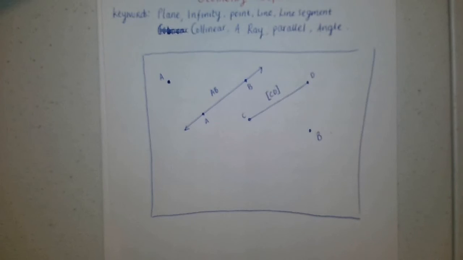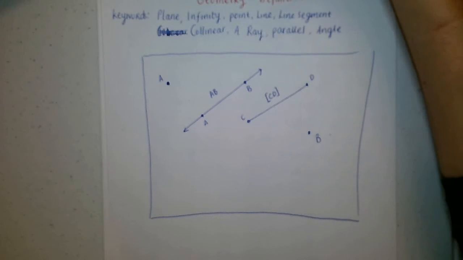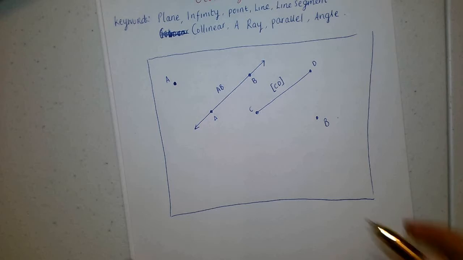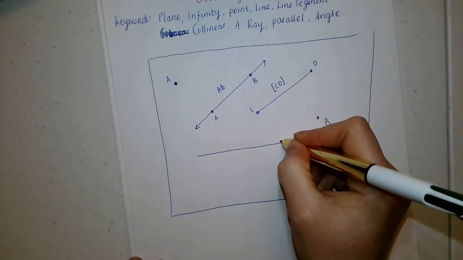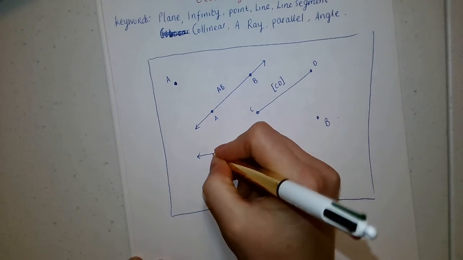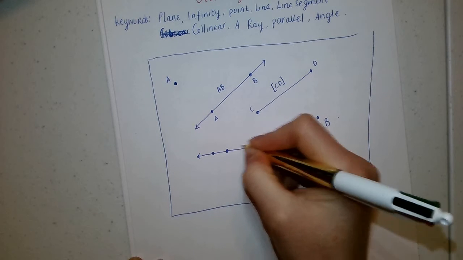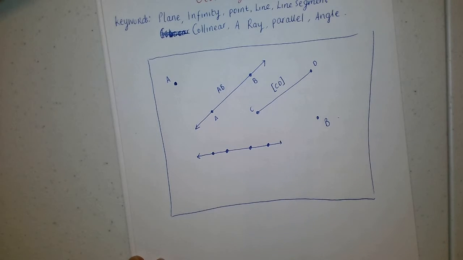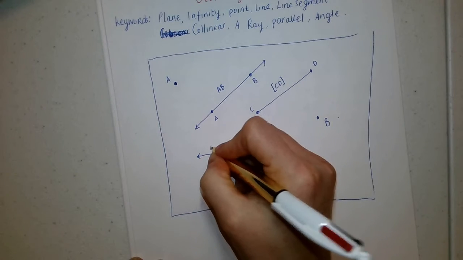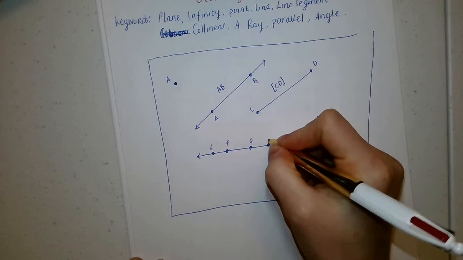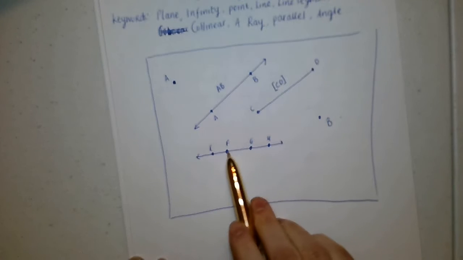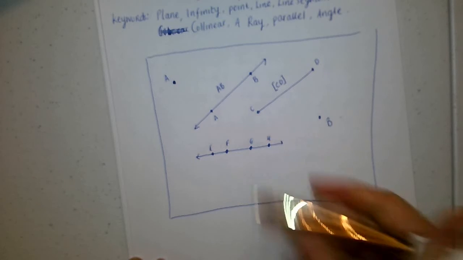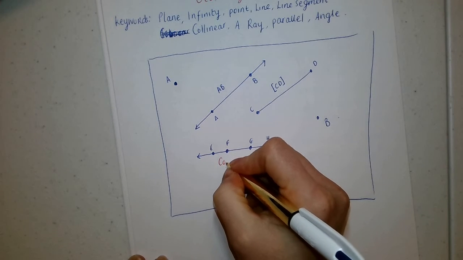Okay, next up we're going to look at collinear. So what collinear means. If we draw a line like so, and we have a number of points, you can have millions of points on one single line. Okay, but we're going to draw 4, you can have 5, you can have 2. Okay, so this is E, F, G and H. As you can see, E, F, G and H are all on the same line. Okay, so because these are all on the same line, we would say that they are collinear.